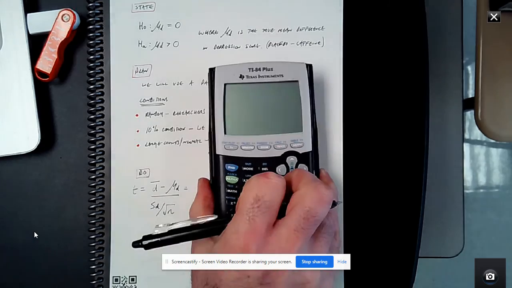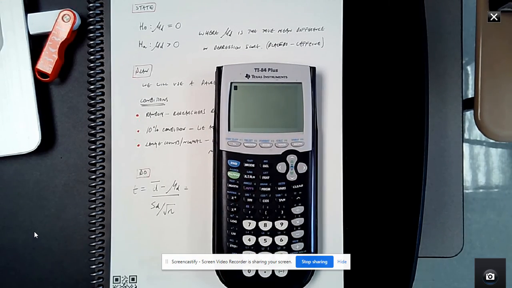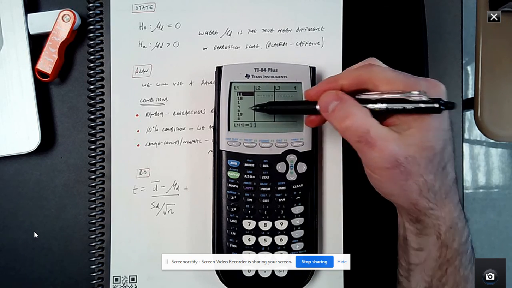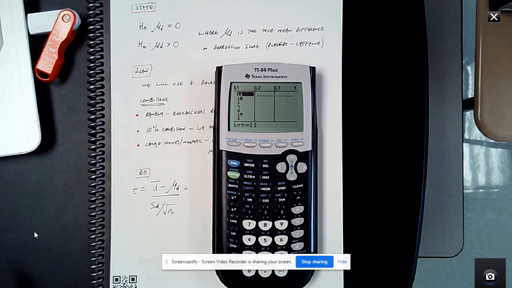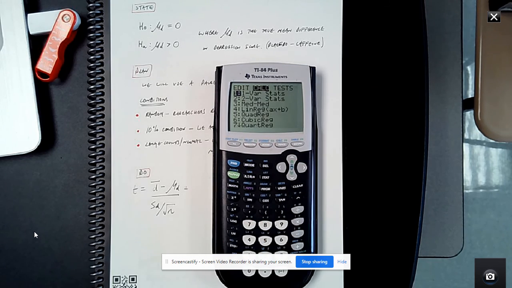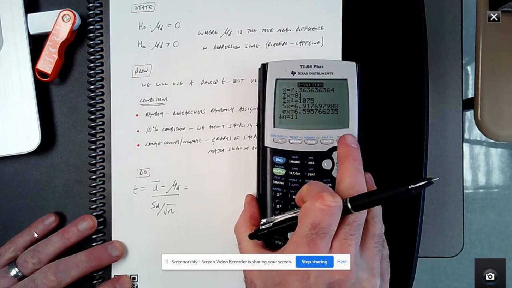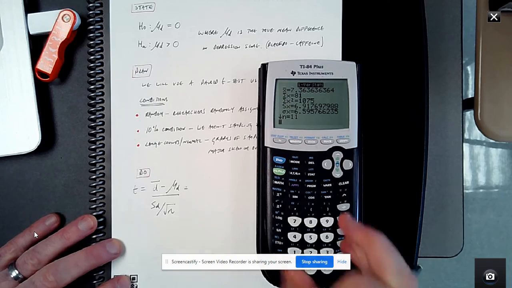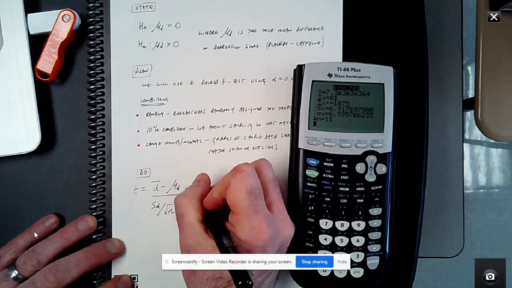So let's go to our calculator here. In my stat tables, in L1, I've put all the differences. We're going to calculate the sample mean difference and the sample standard deviation of the differences. I'm going to go to Stats, go to Calc, hit 1-Var Stats, and then go to Calculate. We can see that the mean difference there is 7.36. Let's go ahead and write that down.